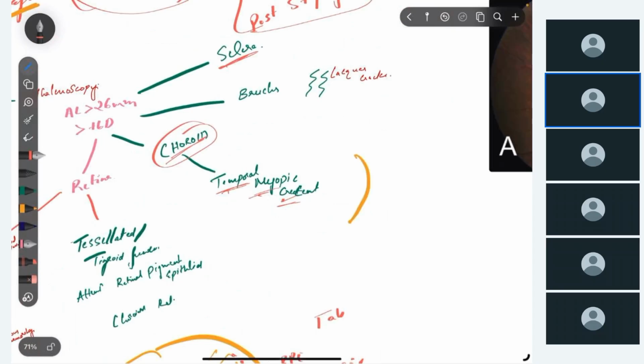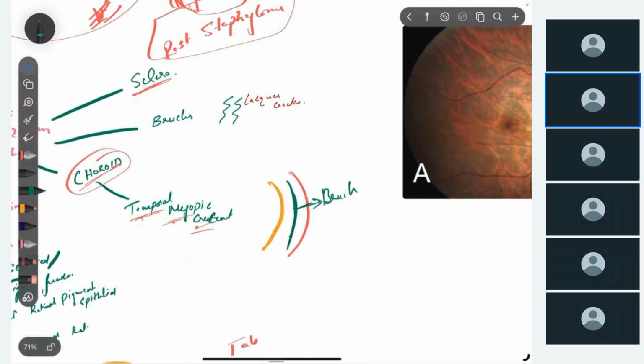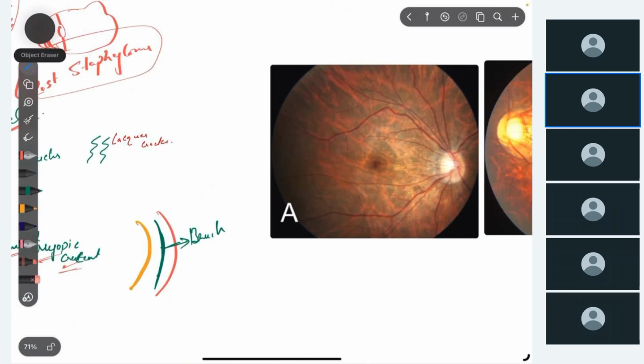Now understand, if this is the retina, this is the choroid. In between the retina and choroid, there is another membrane which is called Bruch's membrane. And because of this stretching, this Bruch's membrane can also break. If this Bruch's membrane breaks, you will see lacquer marks. These are the lacquer marks which you are seeing. This is because of stretching and breaking of Bruch's membrane.